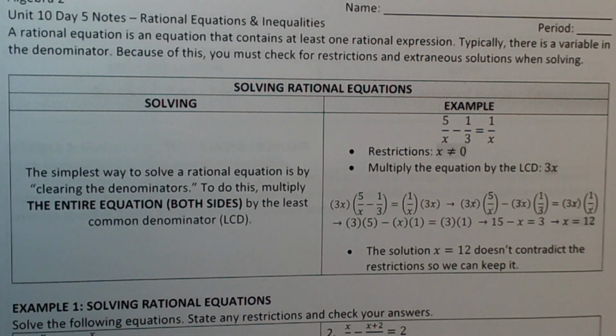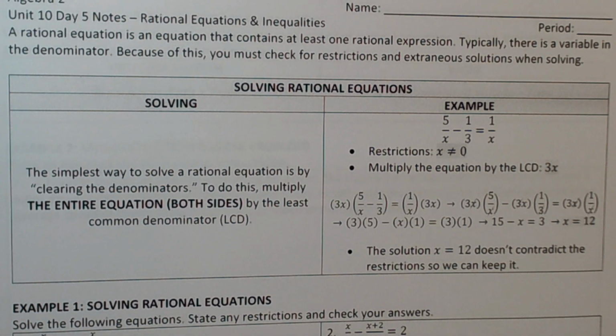So typically in a rational equation, there is usually a variable in the denominator, but not always. Because of this, we always need to make sure that we check for restrictions and extraneous solutions when we're solving them. So just kind of make sure you always check that at the end.